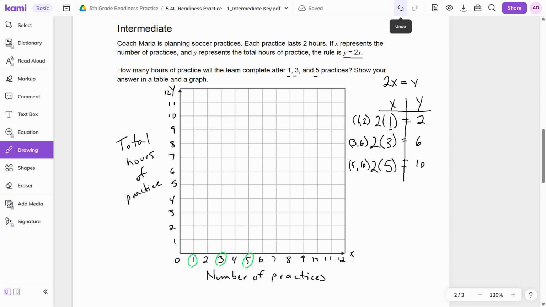So one practice is going to get me 2 hours. So let's put that right there. 3 practices gets me 6 hours. So I'm going to go 3, comma 6. And then 5 practices gets me 10 hours way up here. You notice it's steep, but it is a straight line. Okay? So that's how we can show our answers in both a table and a graph.